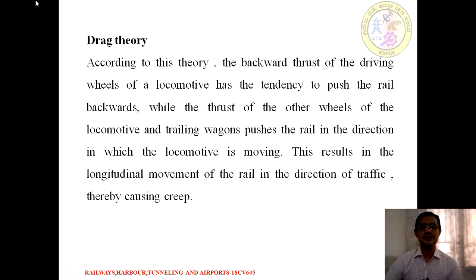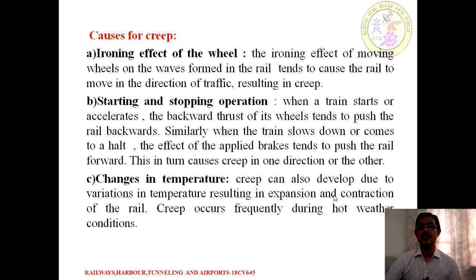So, this is going to result in a longitudinal movement of the rail in the direction of traffic. Thereby it causes the creep. These are the three theories which are going to be used to analyze the creep. Next, we are going to look at what exactly the causes of the creep are. Causes are many, so we are going to discuss them one by one.